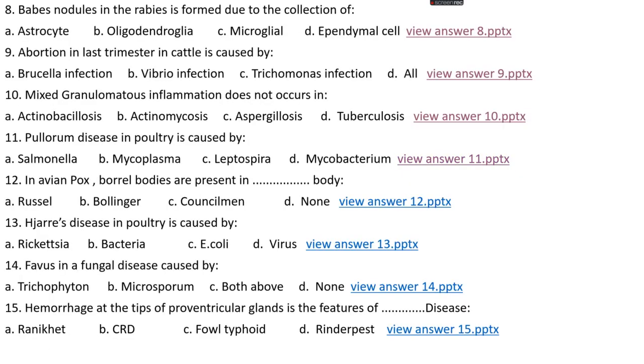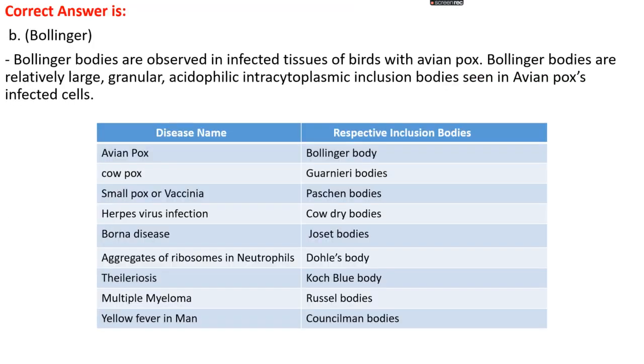Okay. Question number 12. In avian pox, Borrel bodies are present in dash body. Option A, Russell's. Option B, Bollinger. Option C, Councilman. Option D, none. The right answer is option B, that is Bollinger. Bollinger bodies are actually observed in infected tissue of birds with avian pox. Bollinger bodies are relatively large, granular, acidophilic, intracytoplasmic inclusion bodies, which are seen in avian pox infected cells.